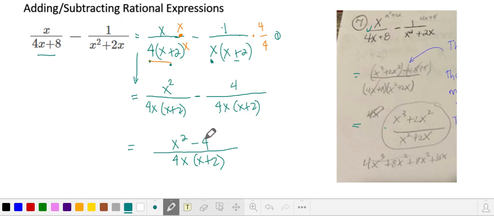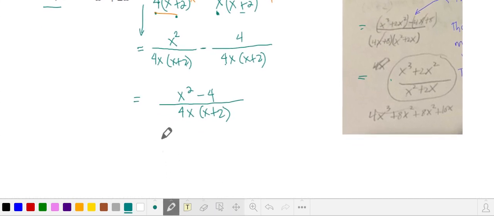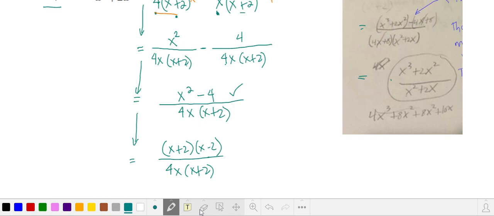Okay. All right, so now I can see my, I'm gonna scroll this one up. Okay, so this is my equal sign. I'm gonna do another equal sign here. I'm gonna line them up vertically. Gonna do the bar. I can factor the numerator. That's a difference of two squares. So x plus 2 and x minus 2. All right, and then I'm just gonna copy the denominator, 4x, x plus 2.